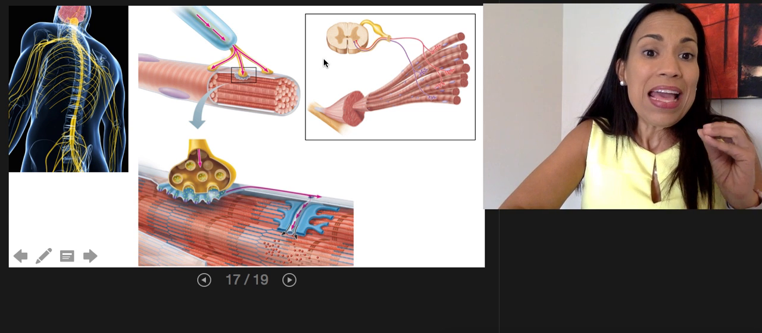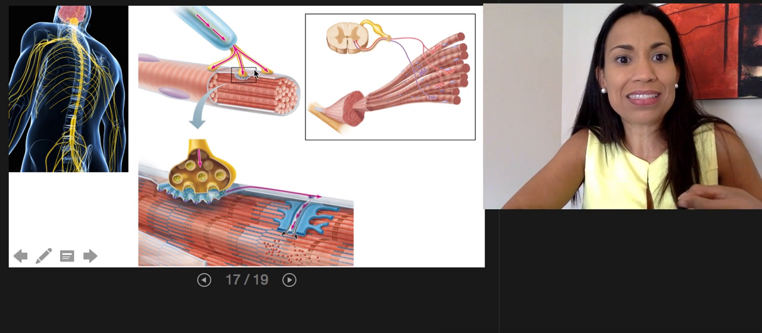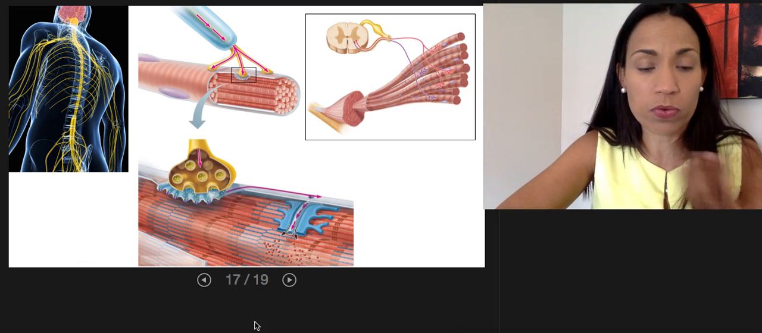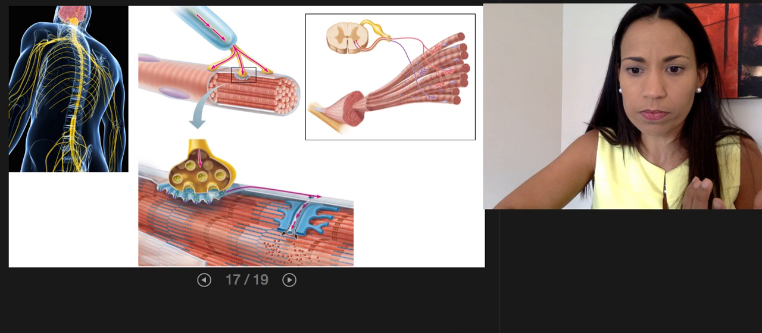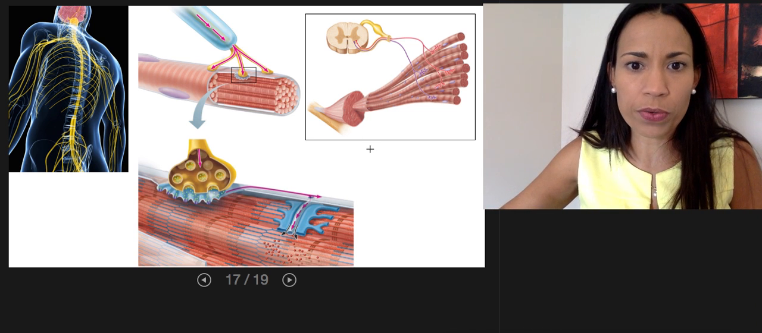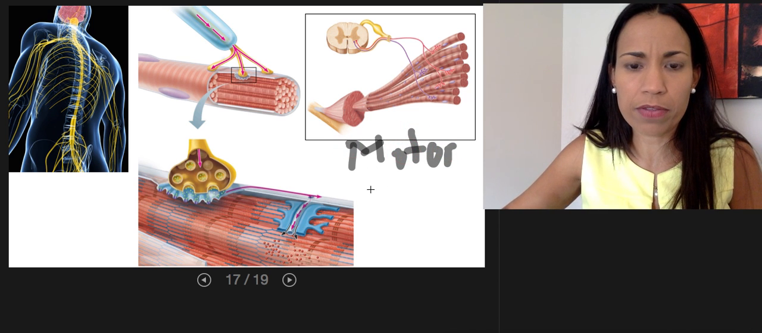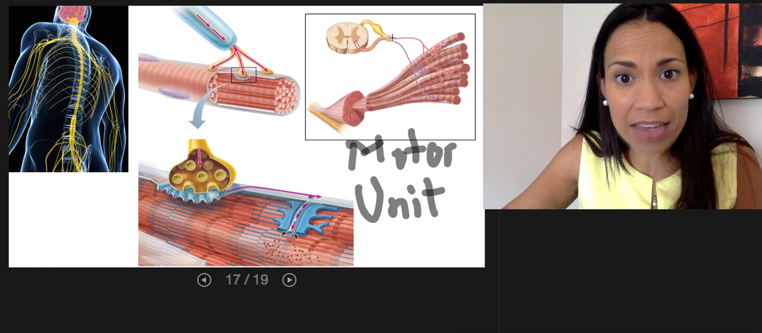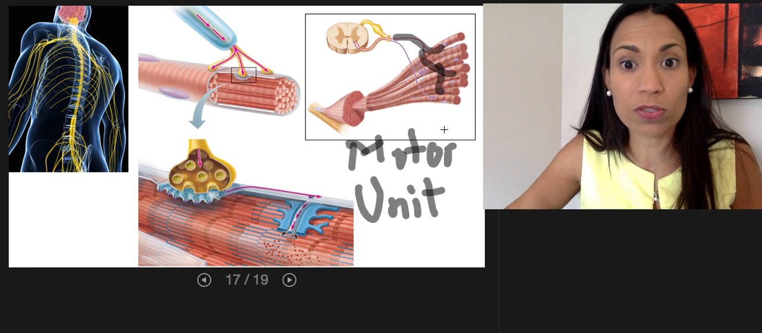Now, the axon and the number of muscle fibers that the axon can activate or stimulate, we call that unit a motor unit. Okay, a motor unit. And a motor unit is, again, an axon that branches and activates several muscle fibers, muscle cells, okay?